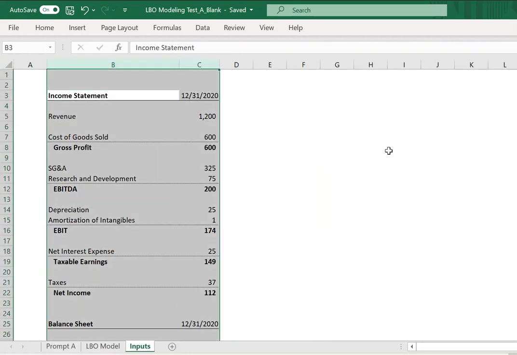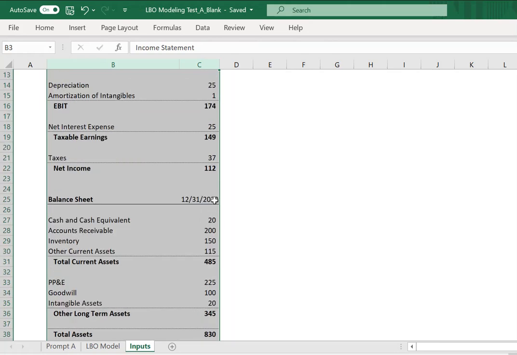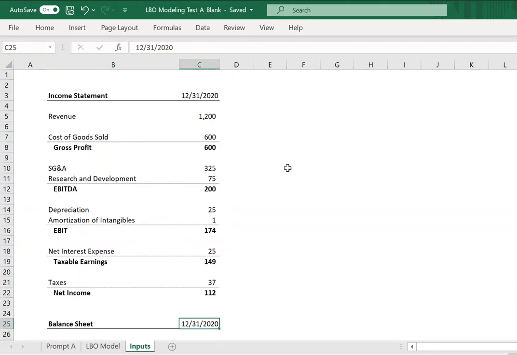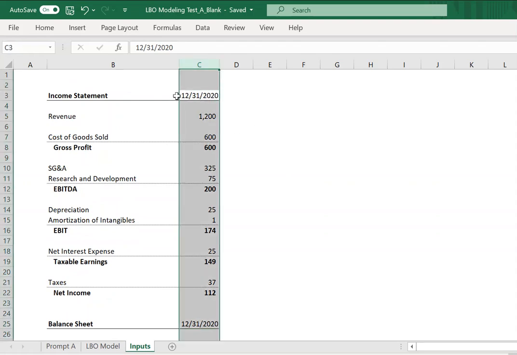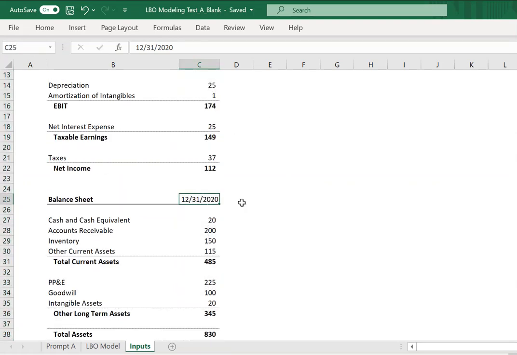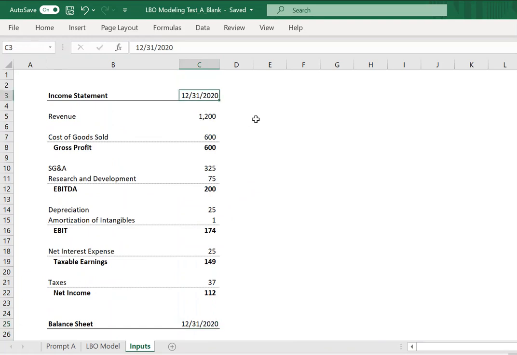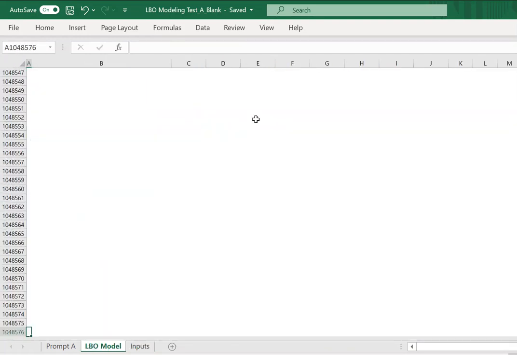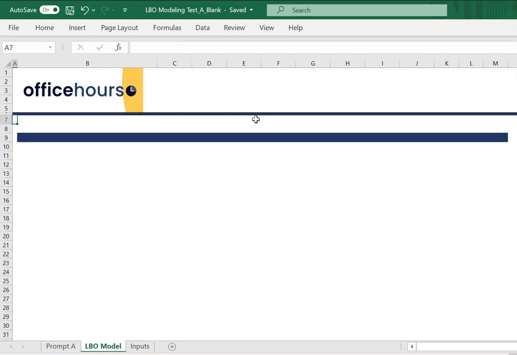So this is a historical income statement and historical balance sheet. We're assuming the transaction closed 12/31/2020, so you have the 1 year historical income statement and the balance sheet at transaction close. This will often be given in Excel. And lastly, we have our blank Excel tab, which is where we'll take the test.